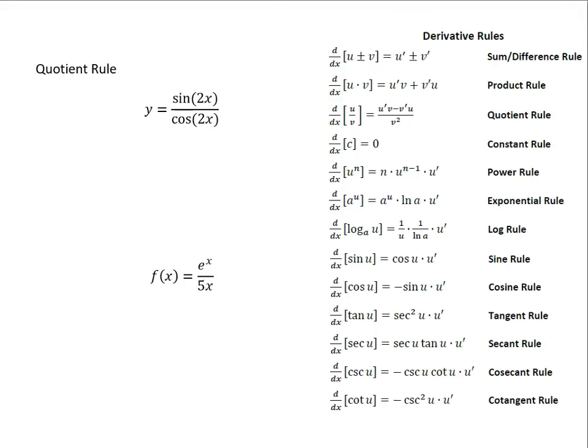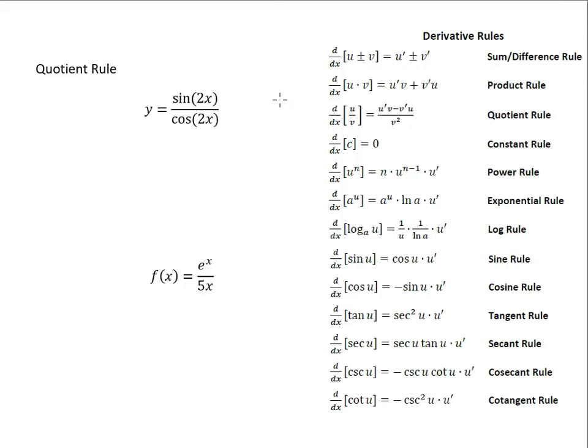All right, here we go. The quotient rule. As you can see, it is kind of a mess. There's a lot going on here. And once again, it's not as simple as the sum difference rule where you just take the derivative of the top and the derivative of the bottom and call it good. There's a lot more to it.